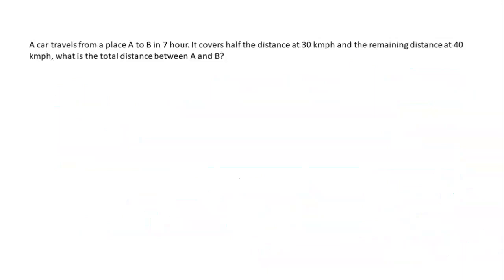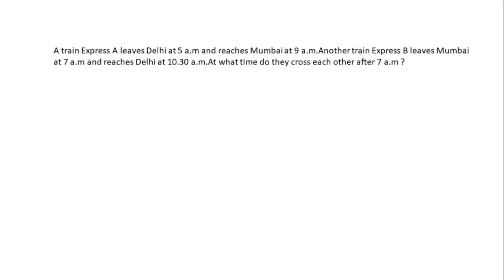A car travels from A to B at 7 hours. Half the distance is at 30 and the other half at 40. So what is the distance between A and B is the question. I think this question also we finished. Yes, completed. Okay, give me the answer for this.